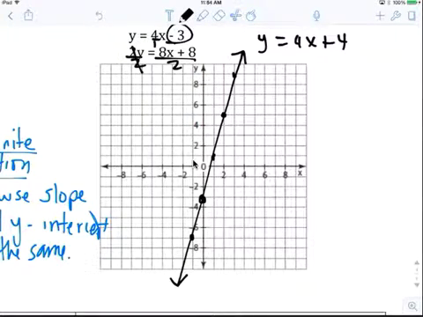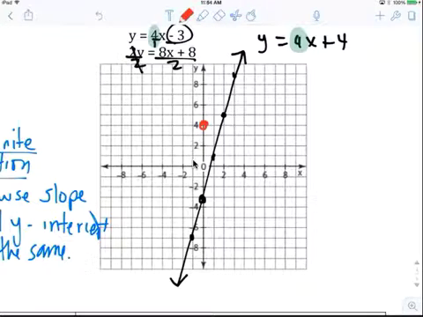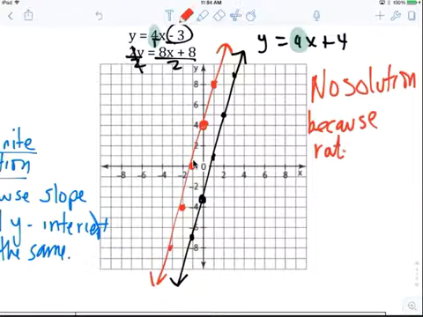You know it's going to have one solution or no solutions because the rate of change is the same. Y-intercept is at 4. You go up 4 over 1, down 4 over 1. No solution. The lines never meet. No solution because rate of change is different.